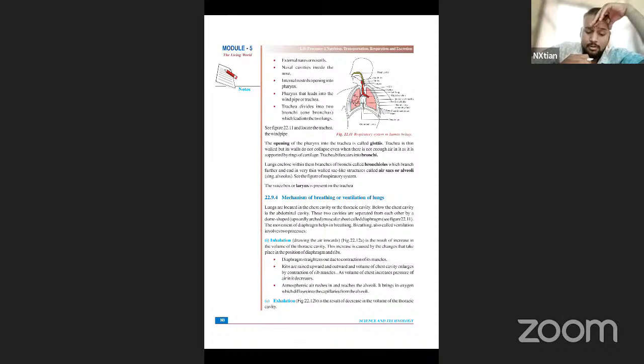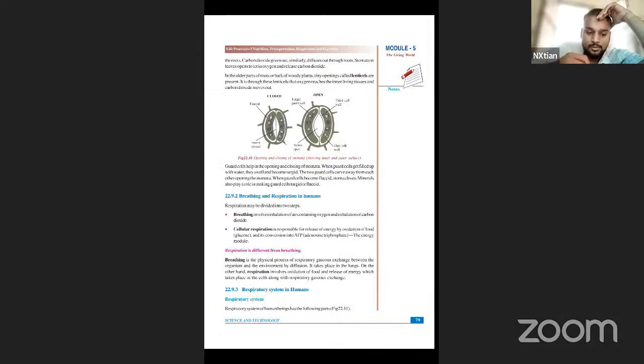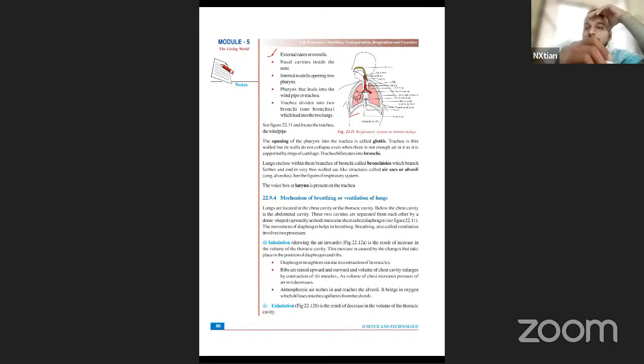Now, today we learn about the human respiratory system. The human respiratory system has some parts, so we'll learn about that. First of all, what are the parts? External nostril, it means the hole in the nose. Then we have nasal cavities, the passage through which the air will go. Then we have pharynx.